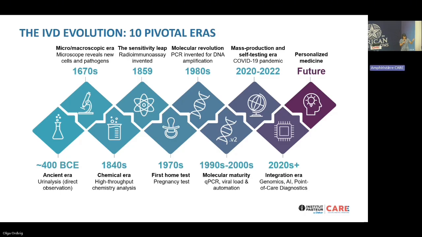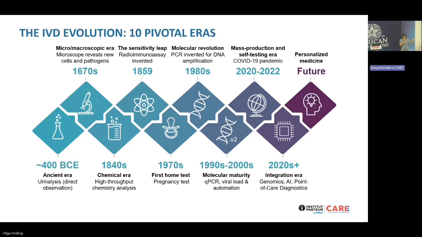Then in 1859, radioimmunoassays were discovered. And this is like antigens and antibodies. They were discovered to be able to detect molecules. And it was the beginning of the immunoassays. And that really scaled down sensitivity. And so it started already, I would say, the modern way of seeing diagnostics.